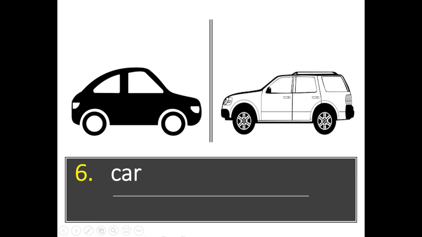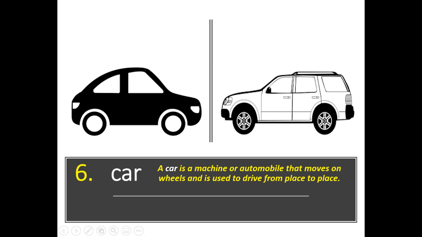So write the word car for number 6, C-A-R, car. What is a car? A car is a machine or automobile that moves on wheels and is used to drive from place to place. So a synonym or a word that means the same is automobile, or you could even shorten that and say auto. Automobile is the synonym for car.